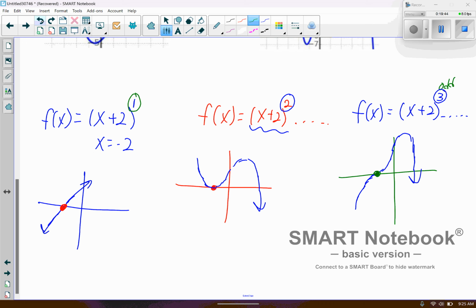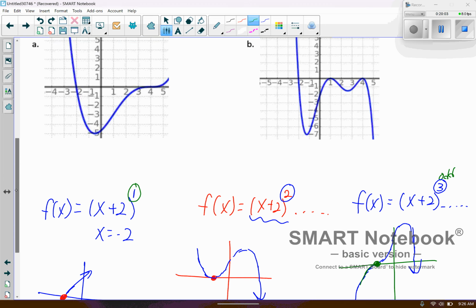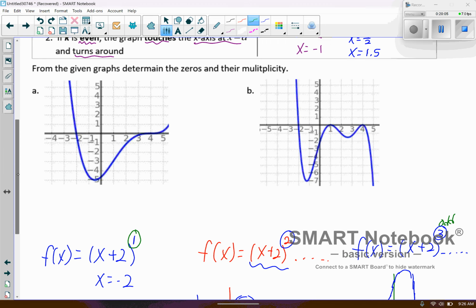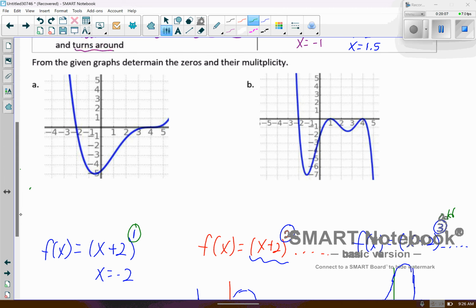And then we could have a power of 3, which is odd, so it is going to cross. But it has that cubic look to it, where it curves into it and curves out of it, like we had done with our transformations. Okay, so with that said, I'm going to scroll back up and we're going to look at these graphs, and we're going to go ahead and determine the zeros and their multiplicity. We're going to determine the zeros and the multiplicity of these.